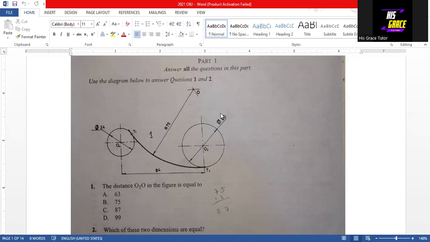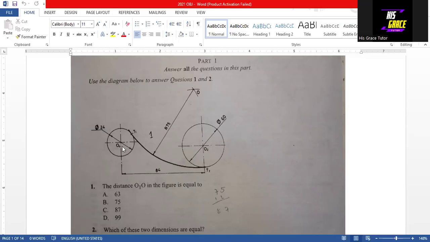Here I have these 40 objective questions, which I'm going to provide answers to right now. So question one, as you can see the diagram that we have here, question says distance O10 in the figure is equal to. So the answer to this question is 7.